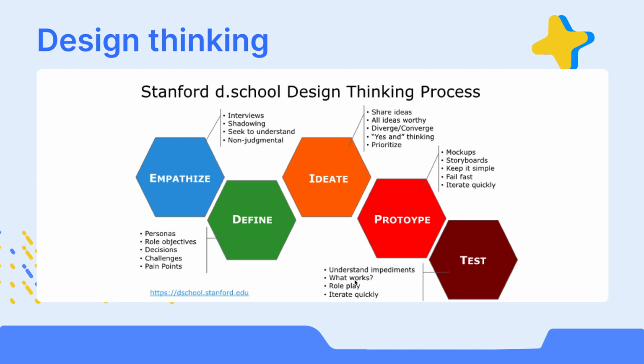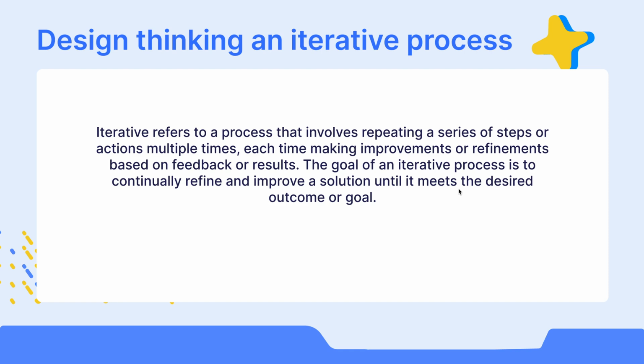Now the test phase is to understand impediments and what works. Design thinking is an iterative process. Iterative refers to a process that involves repeating a series of steps or an action multiple times, each time making improvements or refinements based on feedback or results from the users. The goal of an iterative process is to continually refine and improve the solution.